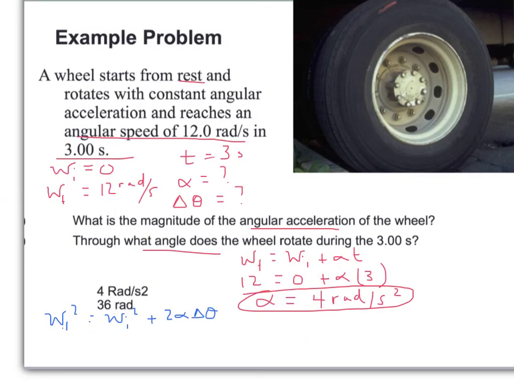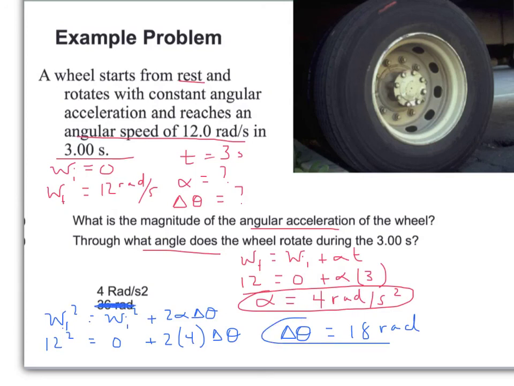And if I go ahead and plug in my numbers, we have 12 squared equals 0 squared plus 2 times the alpha we just found, which is 4, times delta theta. And if you go ahead and do the algebra, your answer actually comes out to be 18 radians, which is different from what I have in the PowerPoint. So let's get rid of that, and our answer is 18 radians.